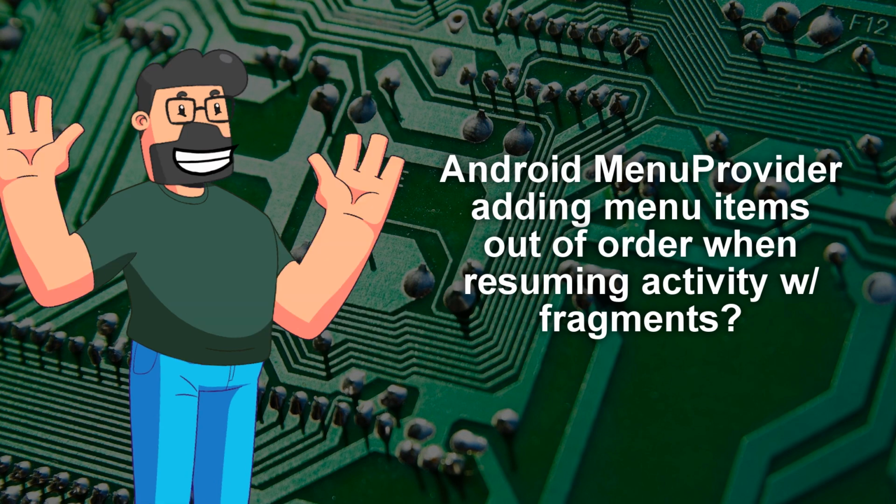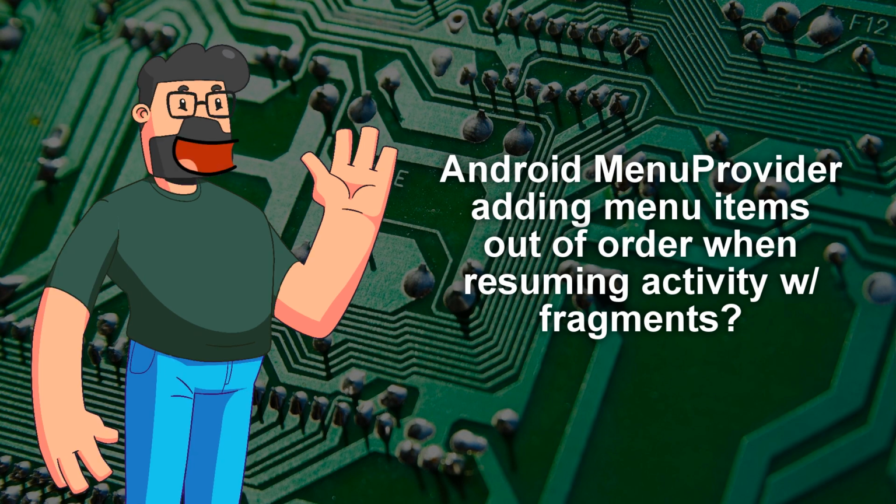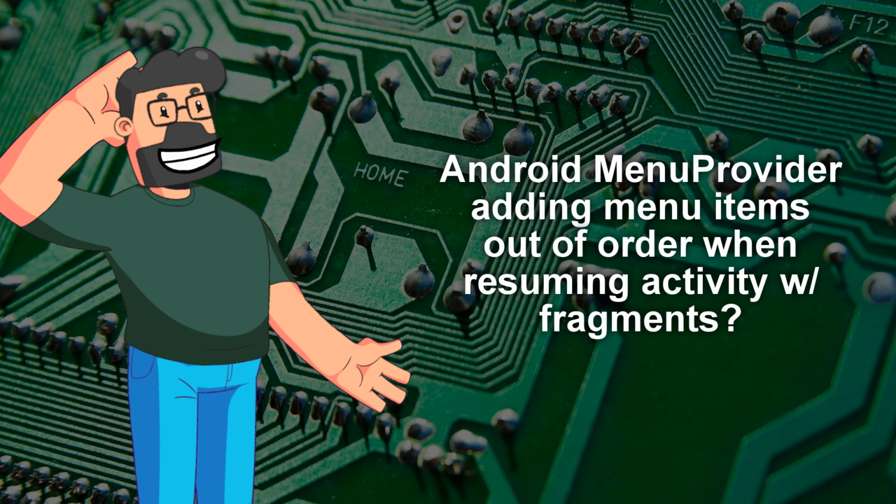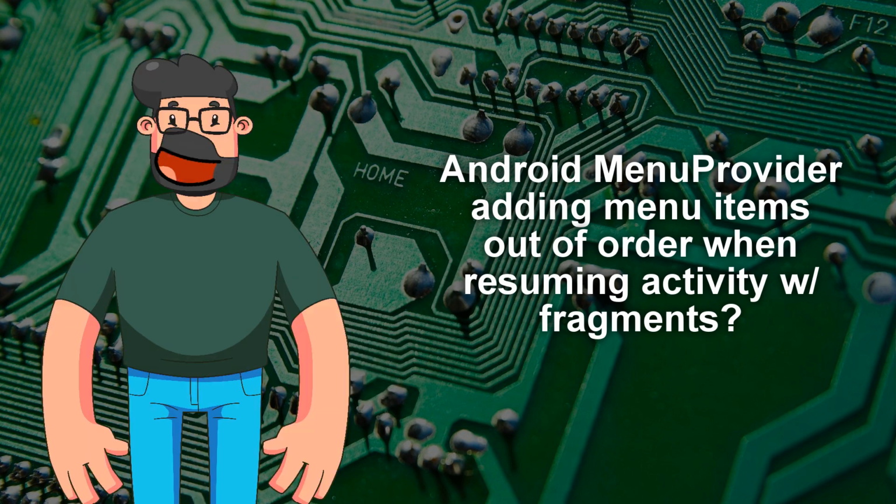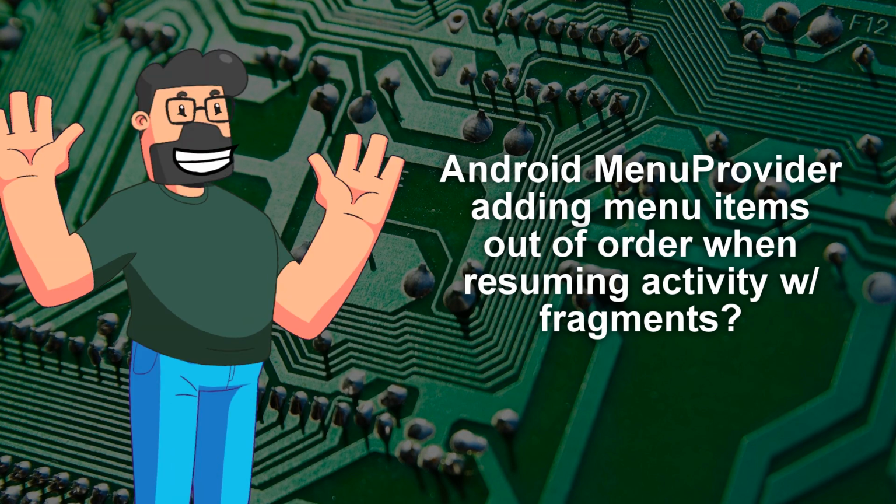It turns out that the key to solving this pesky issue lies in using the correct version of addMenuProvider. Instead of using the one with a lifecycle owner and lifecycle state, simply opt for the single argument addMenuProvider in your activity. It seems like a small change, but it makes all the difference in ensuring that your menu items stay put in the right order.